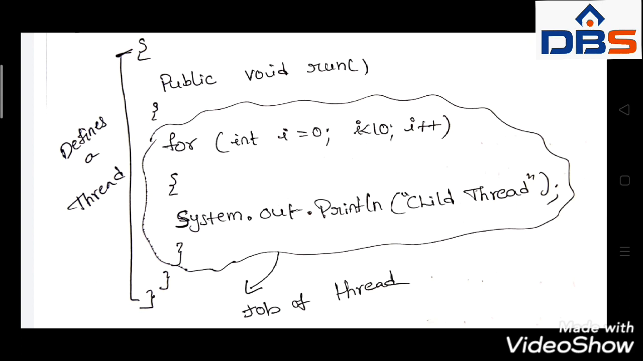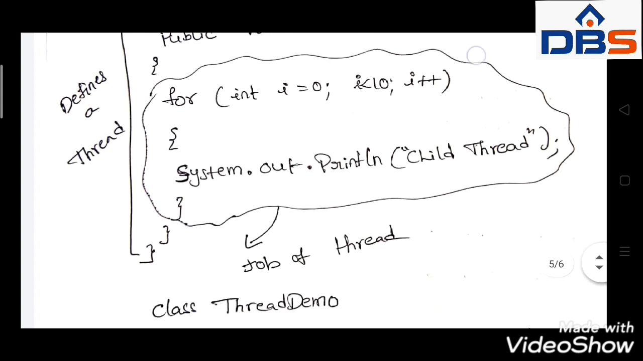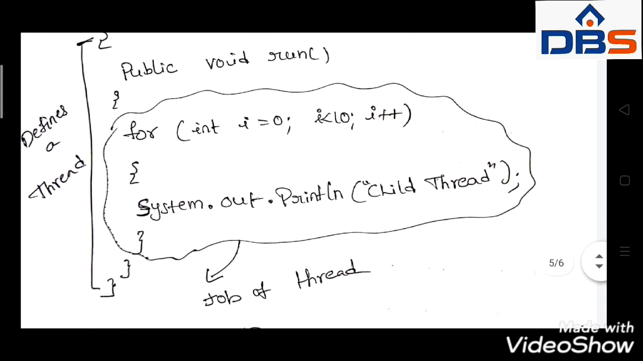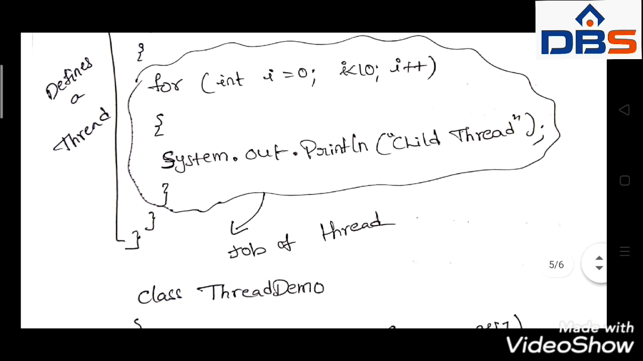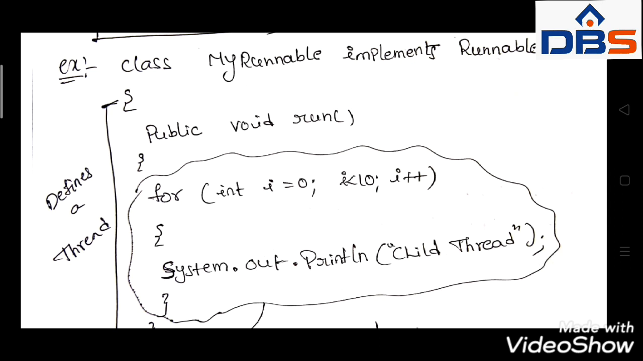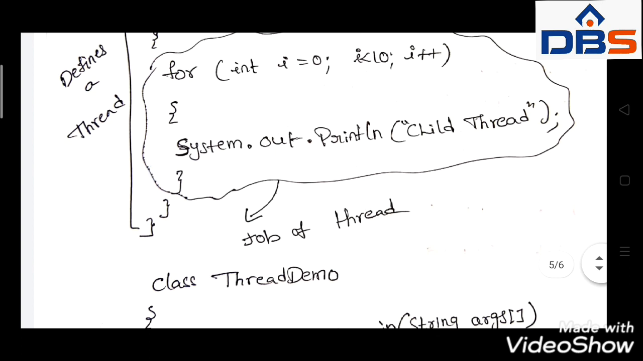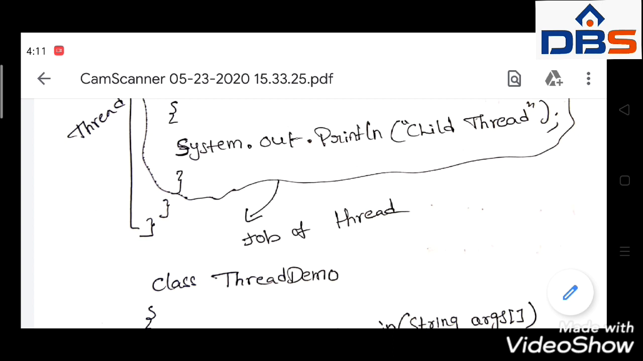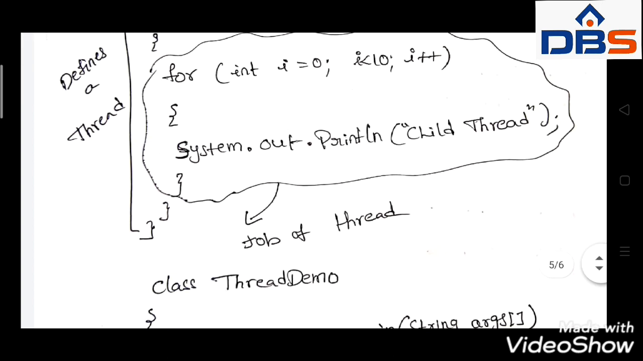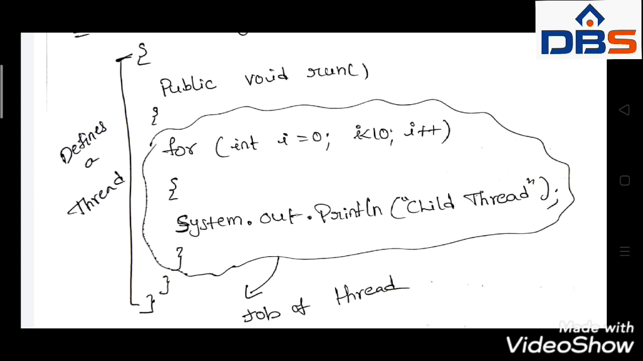Here we can write the logic, and I am using the same logic here. This entire portion is called the job of the thread, this task or activity from here to here. This total activity is called defining a thread. Here we can define a thread or we can create a thread.